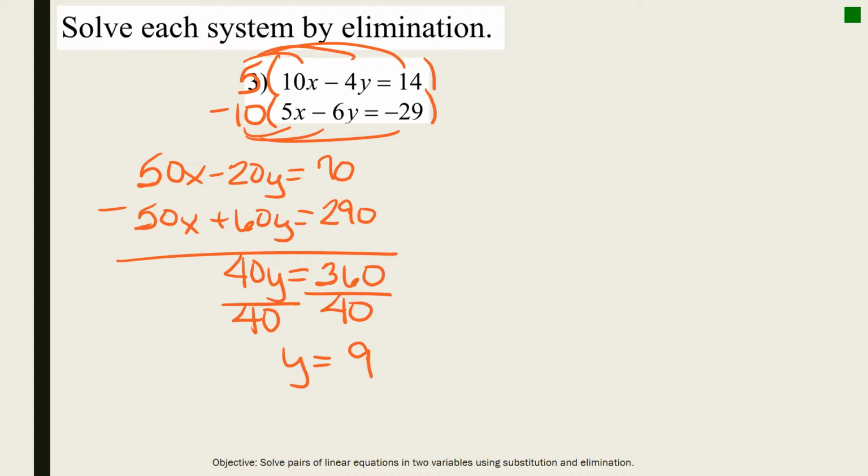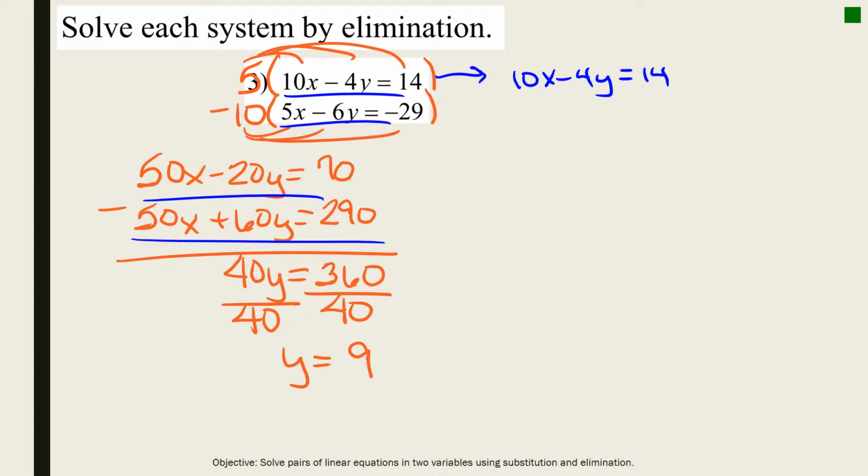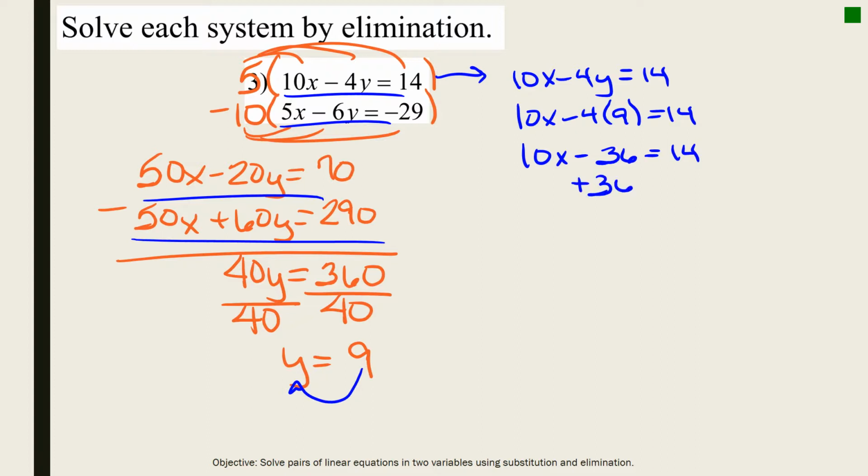I'm going to go back into this very top one right here. I'm going to go back into 10x minus 4y equals 14. It doesn't matter. I could do this one, this one, this one, or this one. I chose the top one just because. I'm putting 9 in for y. So 10x minus 4 times 9 equals 14. 10x minus 36 equals 14. Solve that equation. Add 36. 10x equals 50. Divide by 10.